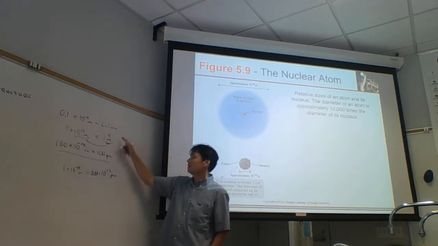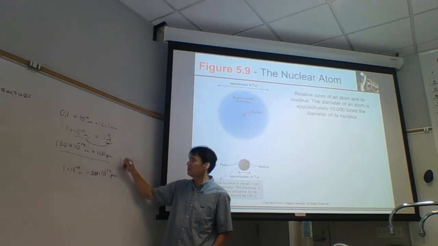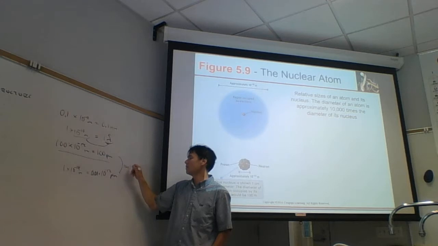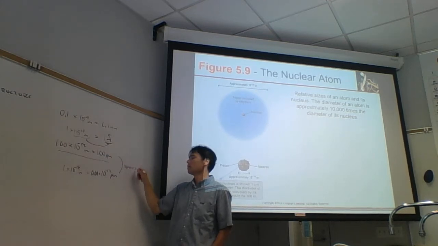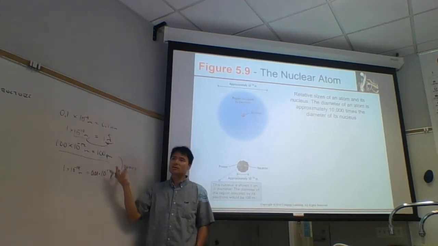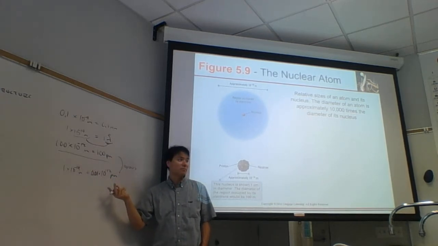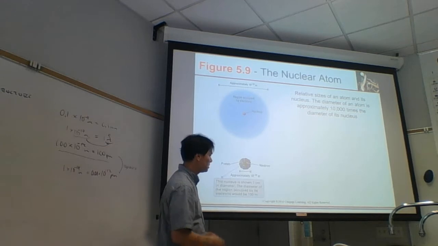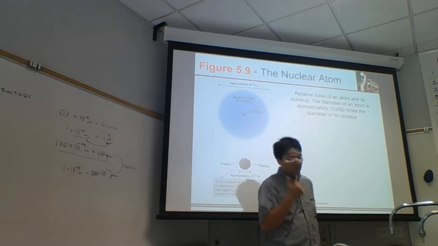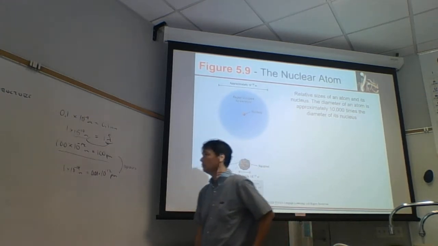And so when we look at this, we're going from 100 to 0.01. Do you know that's 10,000 times? And so the atom is 10,000 times bigger than the nucleus, or the nucleus is 10,000 times smaller than the atom. So 1 to 10,000.